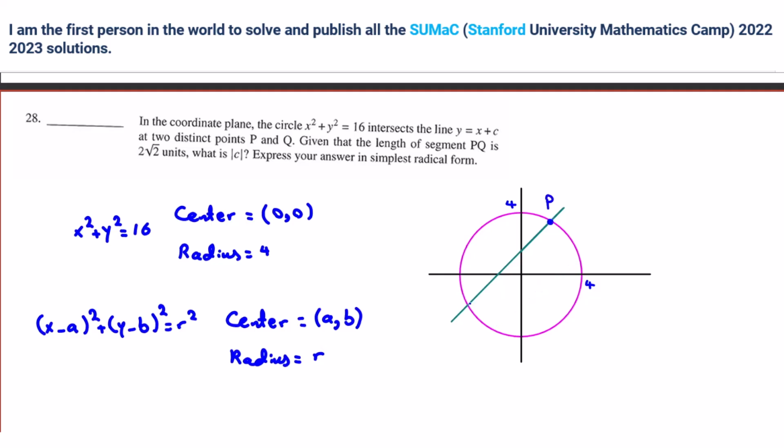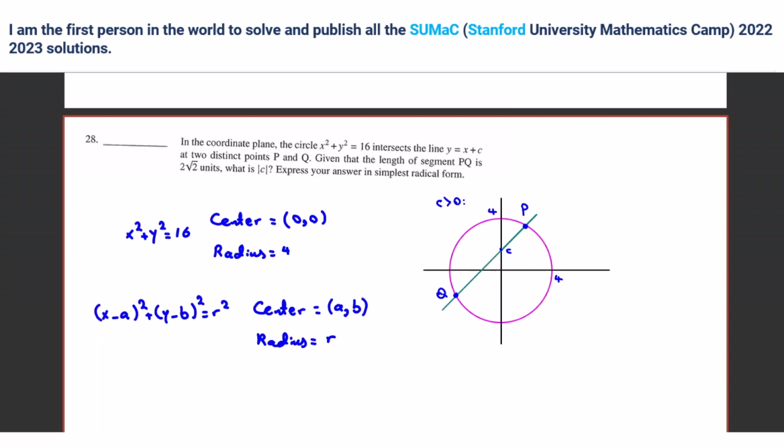So you can conclude it is P, it is Q, and this length is c. In this case, we consider c positive, and after this, we can check c negative and we reach the same answer. Okay, it says PQ is 2 root 2, right? Yeah. It wants us to find c.